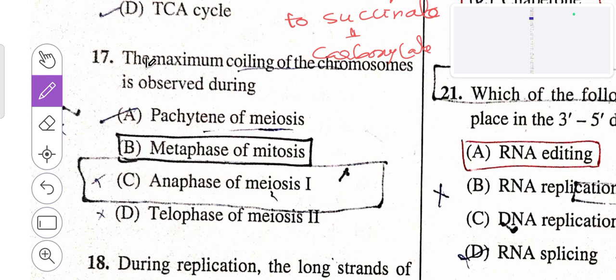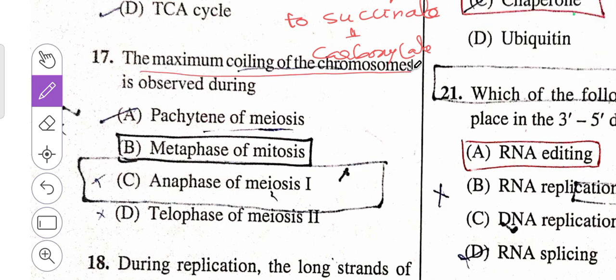The next question, the maximum coiling of chromosomes is observed during. So maximum coiling means the condensation of the chromatin material into a fully condensed chromosome. So that takes place during the metaphase, where you will come across a maximum coiling of the chromosome. So B is the right answer.